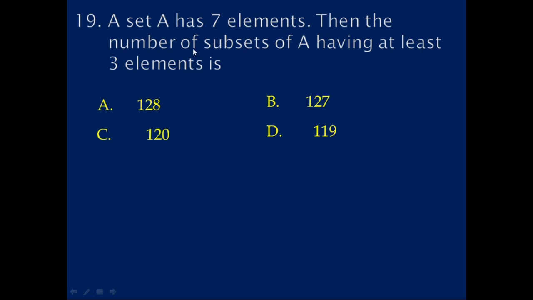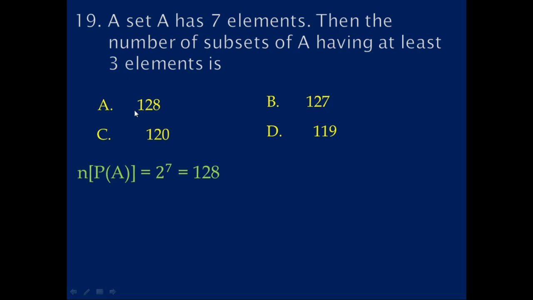Here find the total number of subsets of a set A. The condition is that these subsets contain at least, minimum, 3 elements. You know that the total number of subsets of a set A, the number of elements in the power set of A, is 2 raised to n. Here A contains 7 elements, n is equal to 7, this value is equal to 128. It is the total number of subsets of a set A. Therefore, option A is not true.